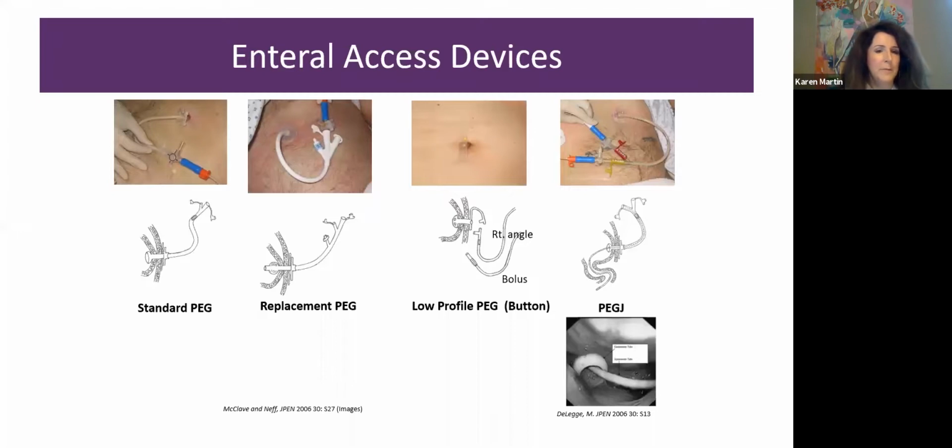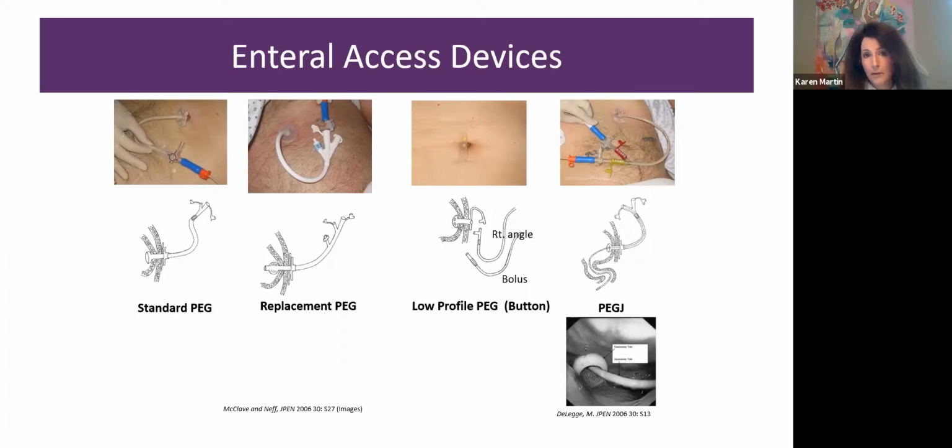Just the different types of tubes: generally the initial tube is going to be the standard, as you see there on the left, with a little mushroom that helps keep it inside the stomach, and then there's a bolster on the outside that can be adjusted when you regain your weight. And then looking at the replacement tubes, those are held in place by a little balloon that's inside the stomach that is filled with sterile water.